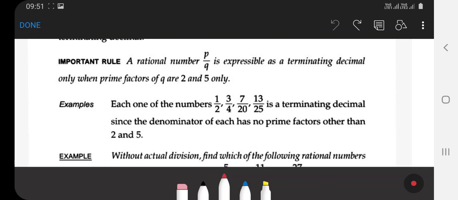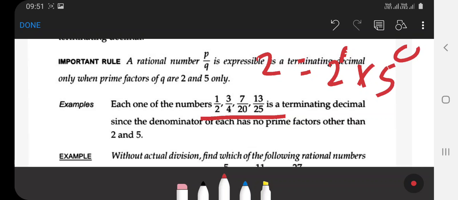Always remember that a rational number p by q is expressible as a terminating decimal only when the prime factors of q are 2 and 5 only. That means in the first question, 1 by 2, the denominator is 2. 2 is equal to 2 to the power 1 into 5 to the power 0, that is equal to 2 into 1, that is equal to 2. Clear?